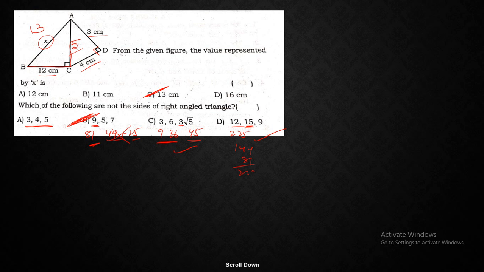Right. Next, moving on to one more question. So triangle ABC is similar to triangle PQR. AB is equal to 6, BC is equal to 4, AC is equal to 8, PR is equal to 6. Now from this what I can say? AB by PQ is equal to BC by QR is equal to AC by PR.